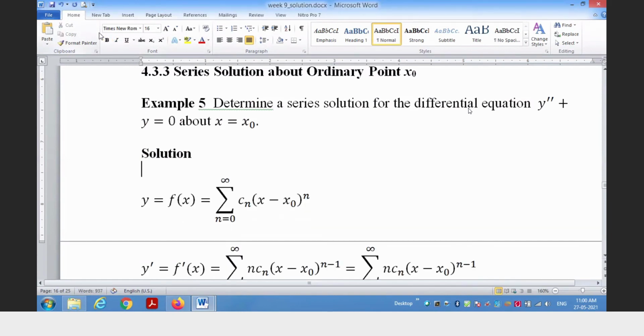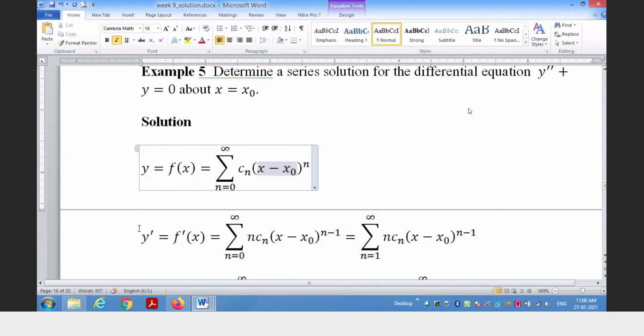And that's why the solution will be x minus x naught power of n, because now x naught is not necessarily equal to 0. This is the general form, and that one is the special case. So this is a power series, and we assume that the solution will be in this form: Cn times x minus x naught power of n. The same thing as we did before.